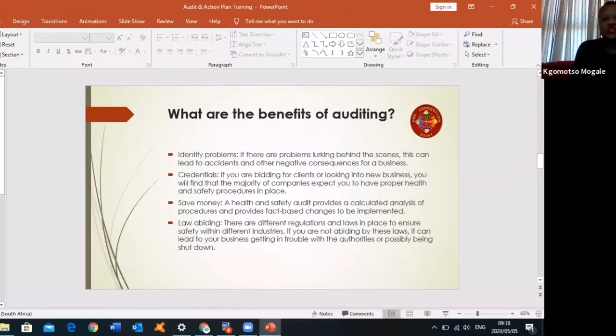wanting to conduct audits. So these are some of the benefits that you, as a safety professional, can put forward to the company, explaining to them why it is important for us to be conducting audits, and what we are going to benefit from these audits that we are conducting. It's either ourselves, or it might be independent companies that are conducting audits for us.